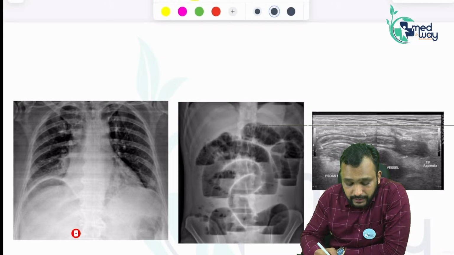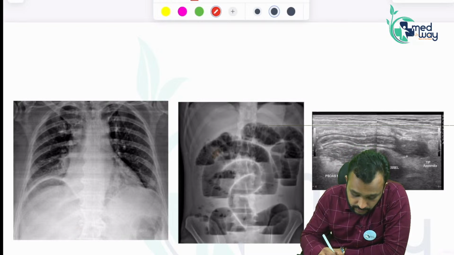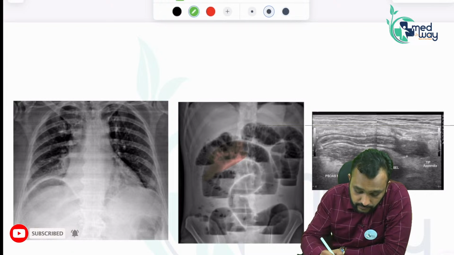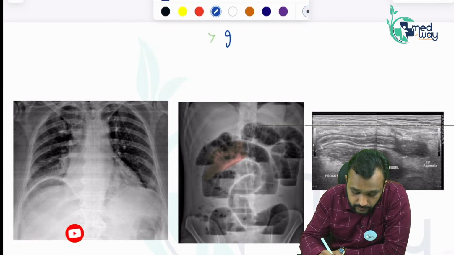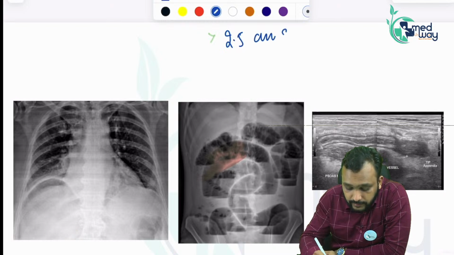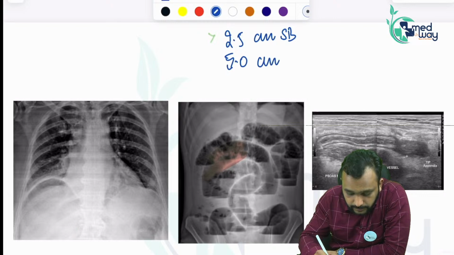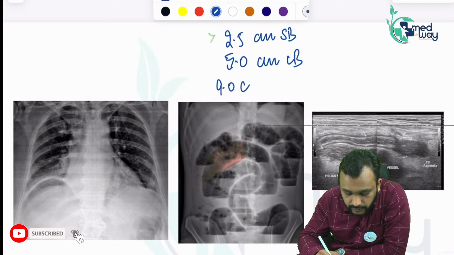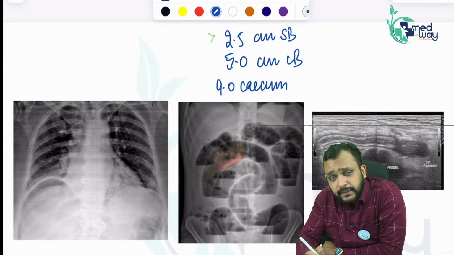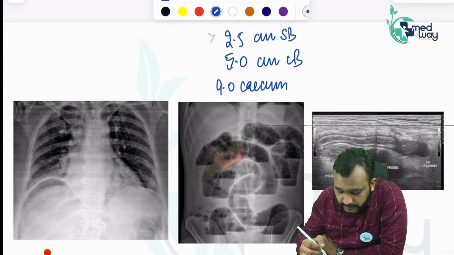Now what will you see in intestinal obstruction? In intestinal obstruction, the loops will be dilated. The caliber of small bowel loops is more than 2.5 centimeter, and the caliber of large bowel loops is more than 5 centimeter. They are considered dilated. Or if the cecum is dilated by more than 9 centimeter, then you consider it a case of intestinal obstruction.